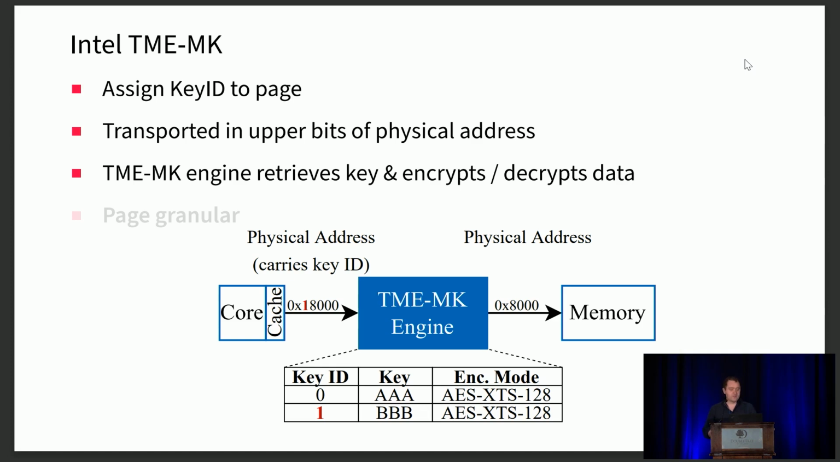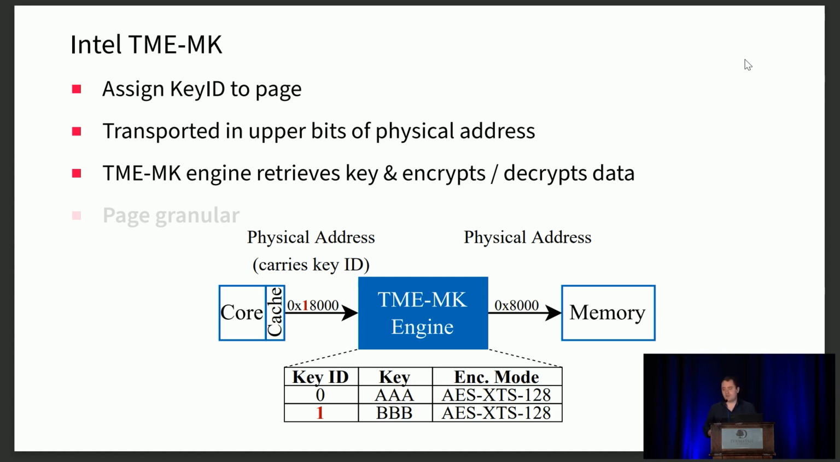We had a look into recent features of modern Intel CPUs. This is the Intel TME MK engine. TME stands for Total Memory Encryption, and MK for the multi-key feature, so we can have multiple keys to do memory encryption. You find this Intel TME MK engine, for example, in Raptor Lake, Sapphire Rapids, and so on. The basic idea of this scheme is that a memory encryption engine is placed between the core and the memory controller, in the memory interface.